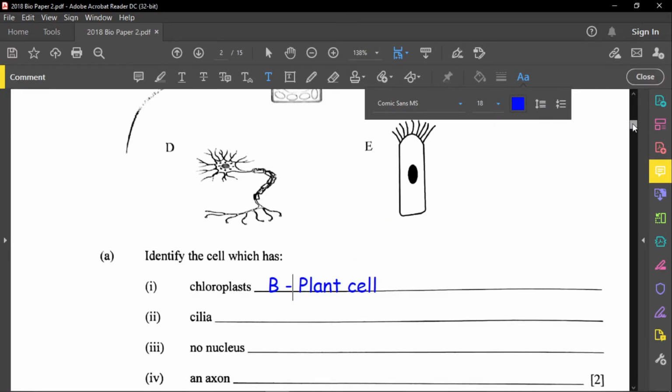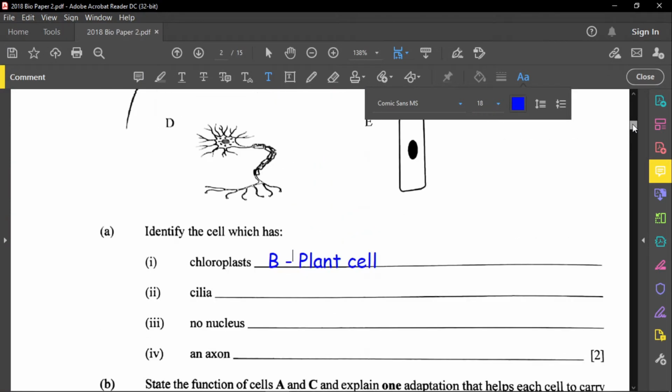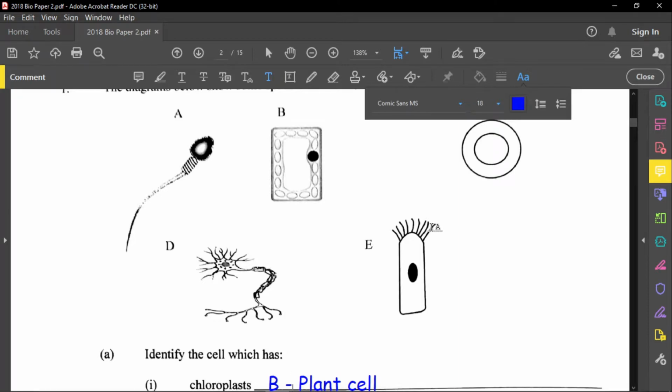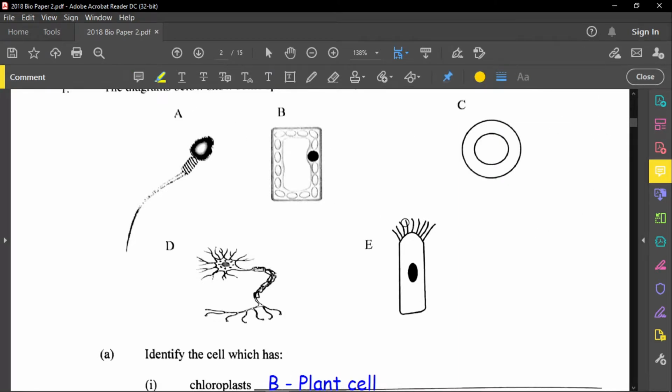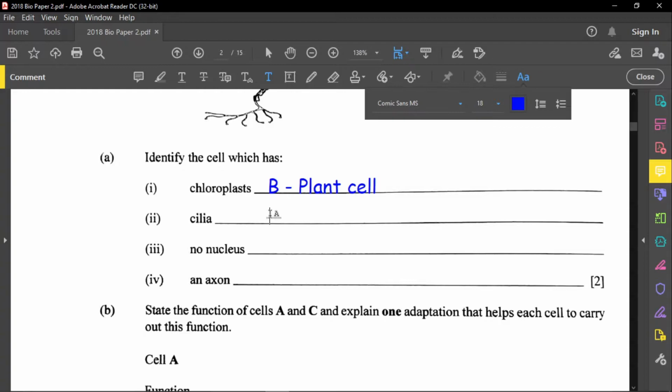Cilia. And the one that has cilia is cell E. Notice those hair-like structures on it. So these are the cilia here. Let me just highlight that for you real quick. So those are the cilia. All right, so this is cell E, and this type of cell is an epithelial cell.